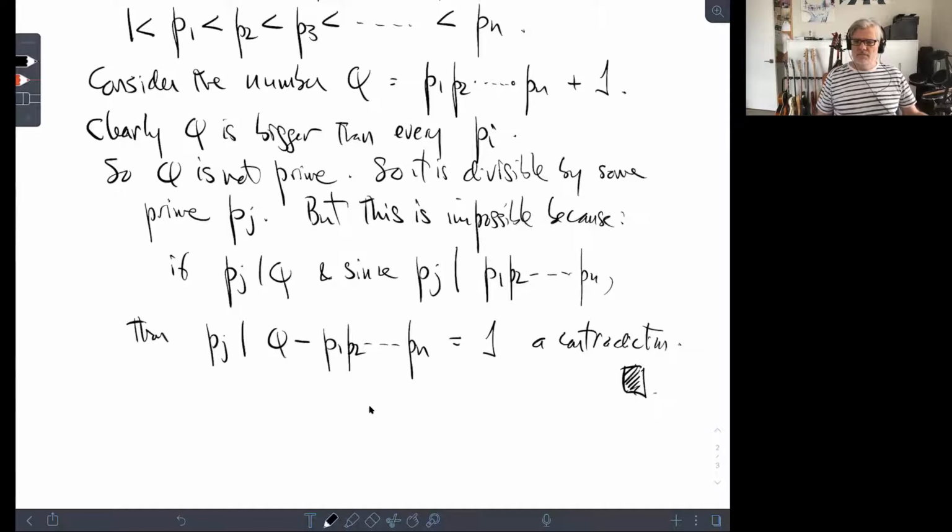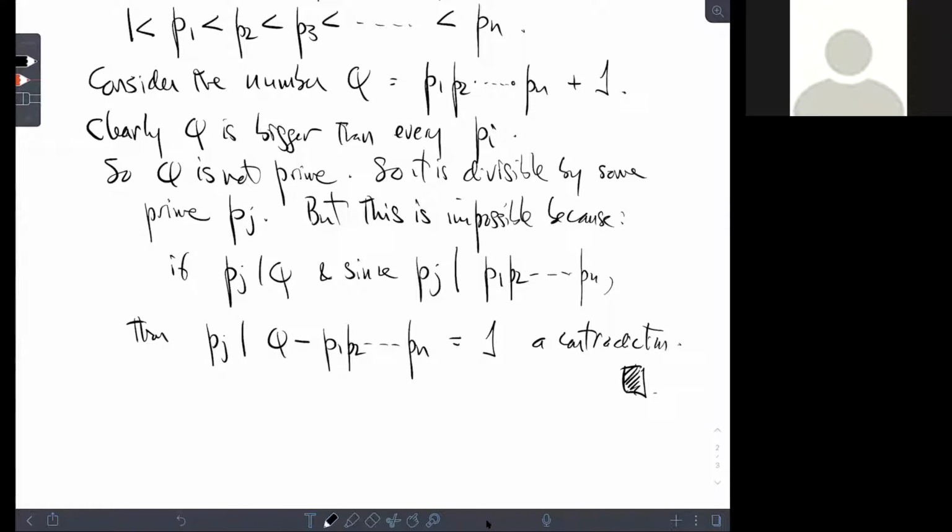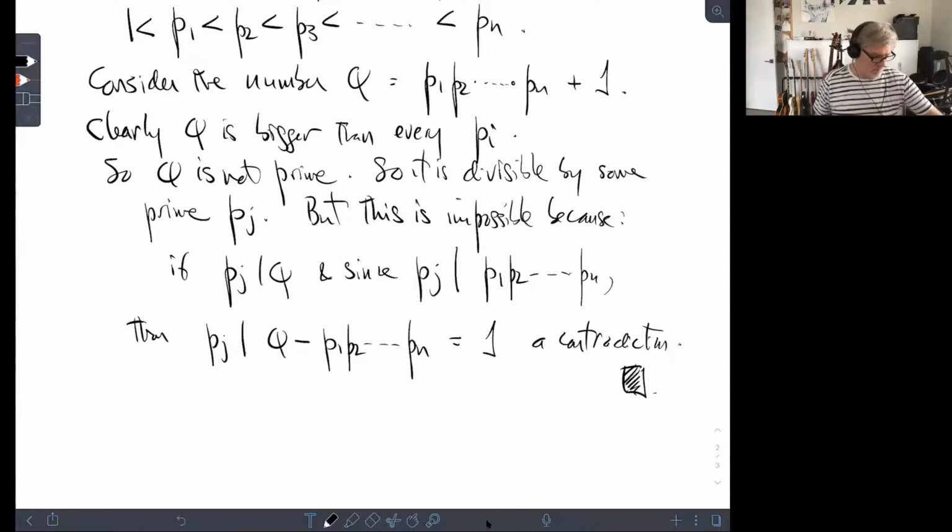Is that okay? Is anybody stuck anywhere in here, not seeing what's going on? I can redo some of these arguments in different ways. Is Q like P1 times P2 times until Pn, then plus 1? Correct. I multiply all the primes together, and I add 1 to that. Okay.